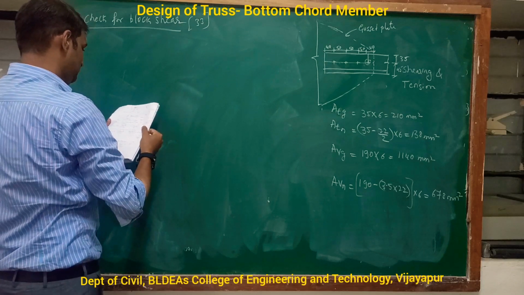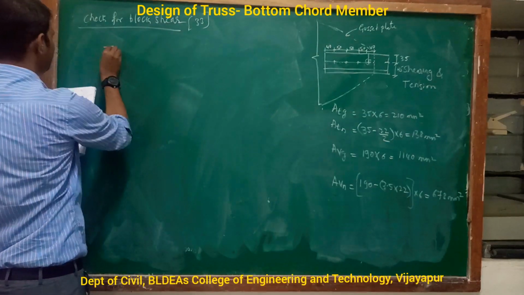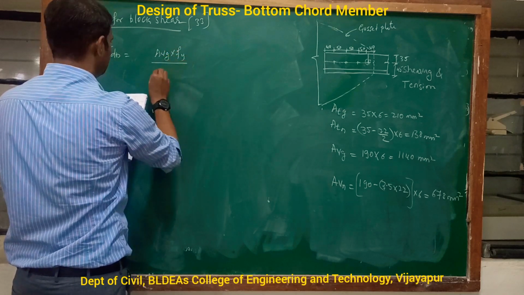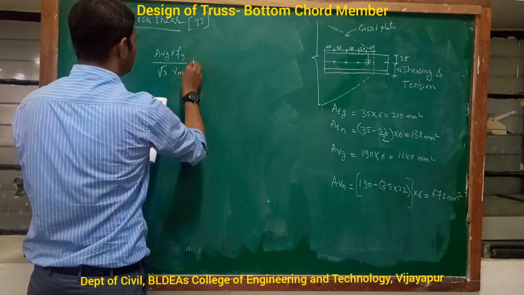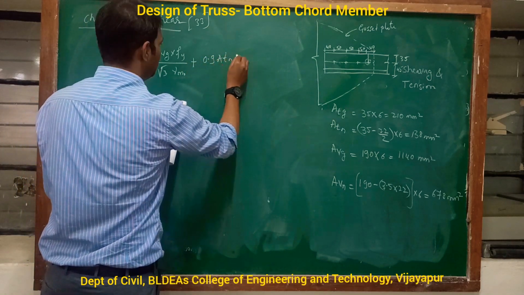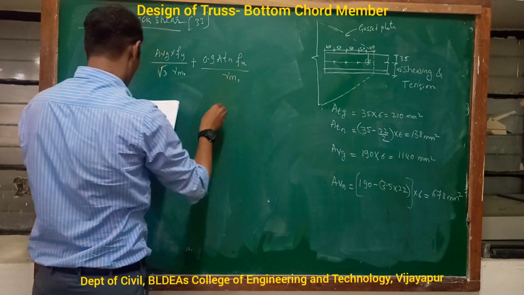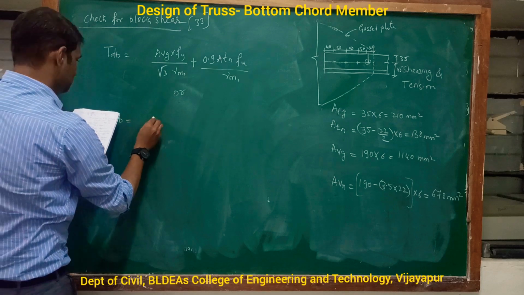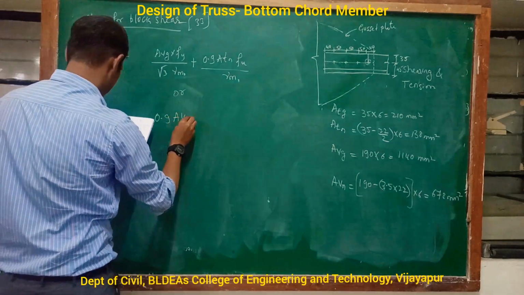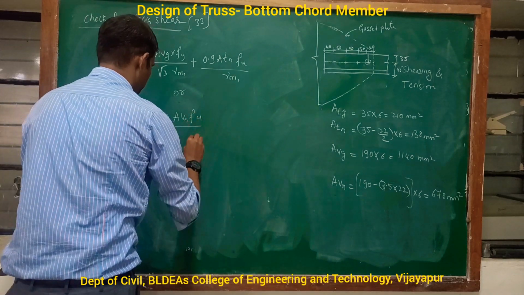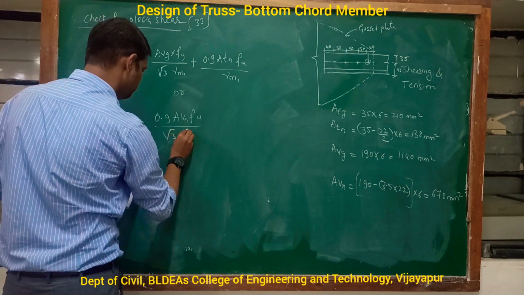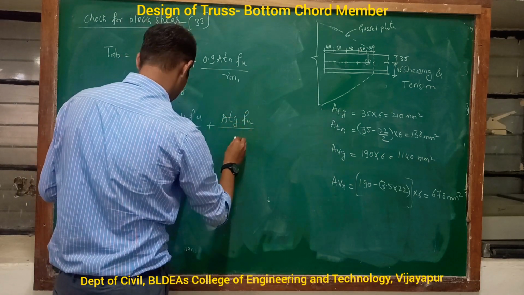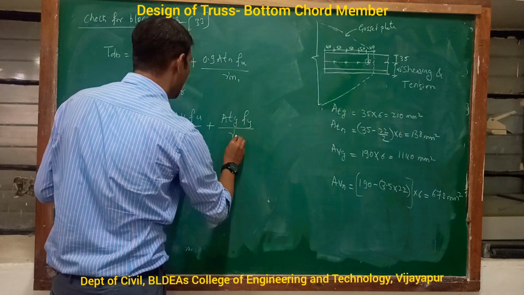So now, directly writing down the formulas for the block shear, that is in page number 33, clause number 6.4. It says TDB is equal to AVG into Fy divided by root 3 gamma m naught plus 0.9 into ATN into Fu divided by gamma m1, or one more formula, TDB is 0.9 into AVN into Fu divided by root 3 gamma m1 plus ATG into Fy divided by gamma m naught.